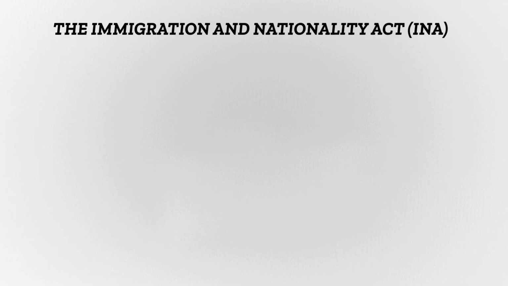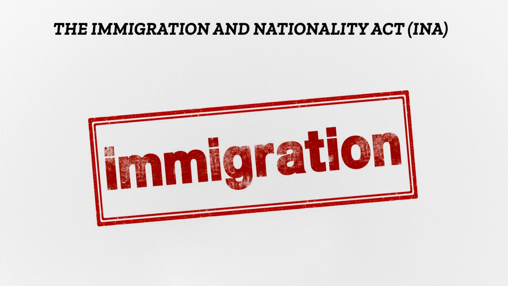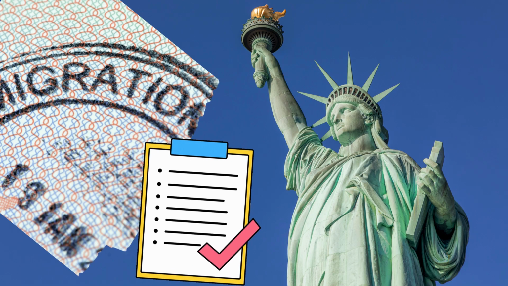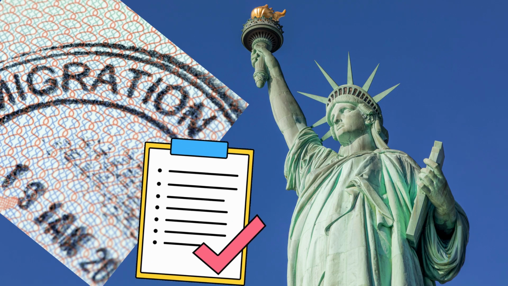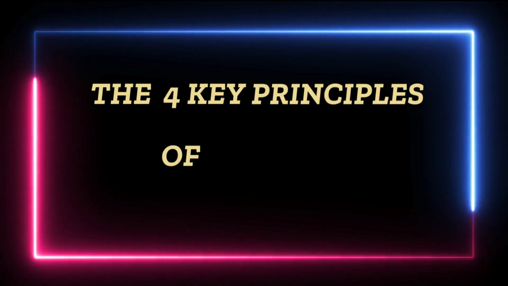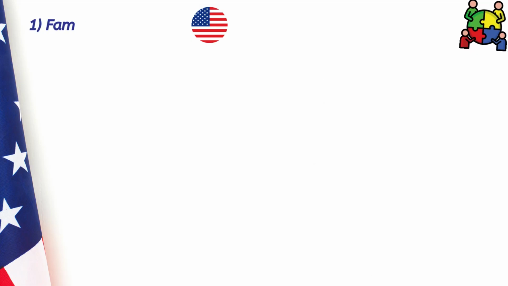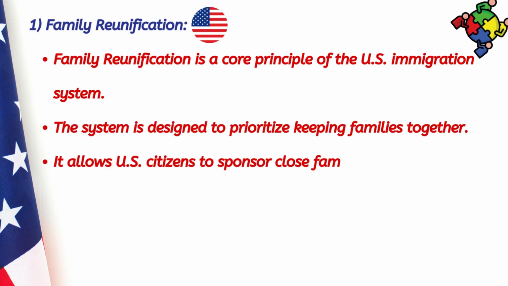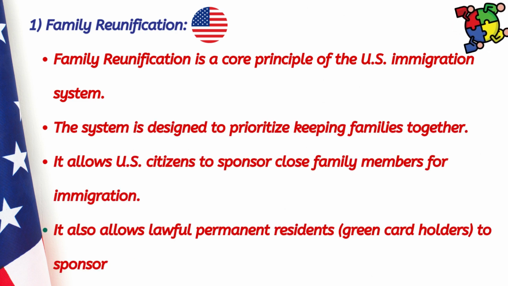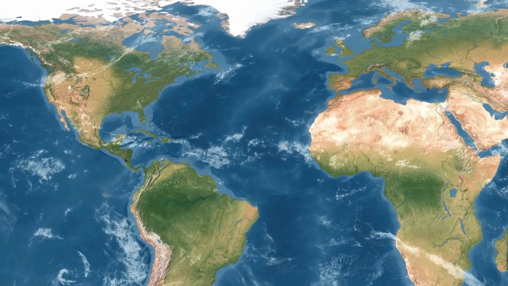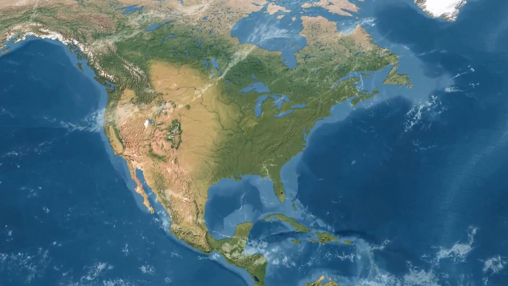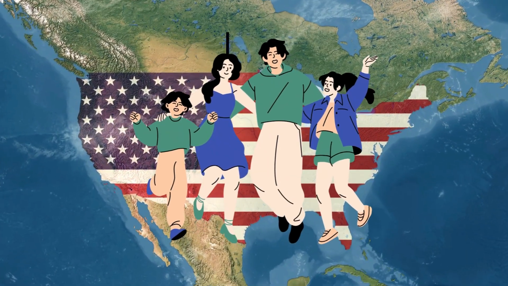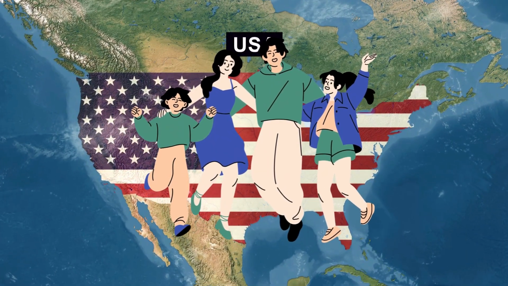Now, friends, the law governing US immigration policy is called the Immigration and Nationality Act, and the US legal immigration system is built on four key principles, which are: number one, family reunification. Now, the system prioritizes keeping families together by allowing US citizens and lawful permanent residents to sponsor close relatives for immigration into the United States.